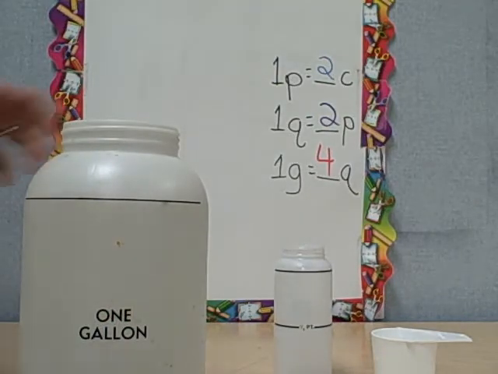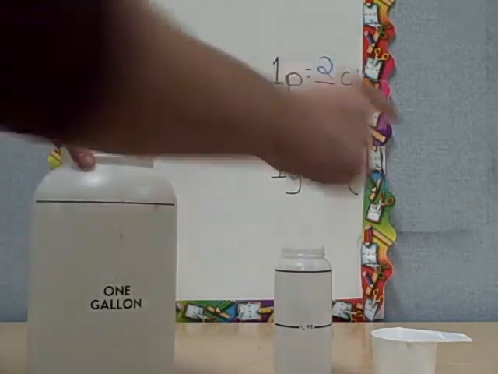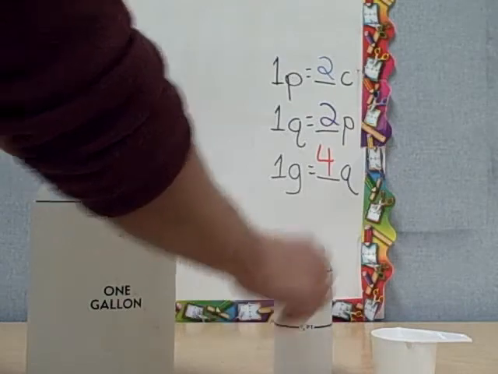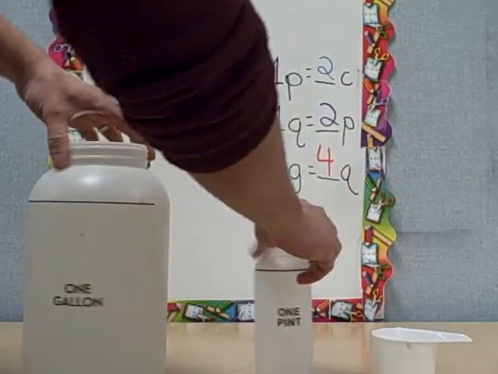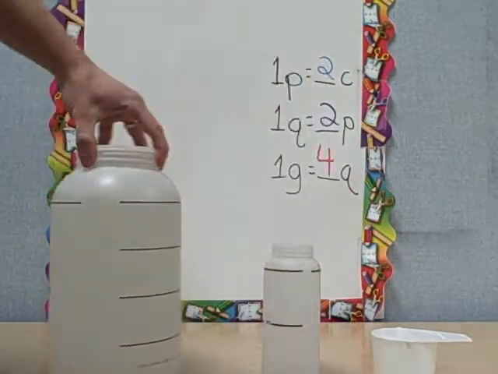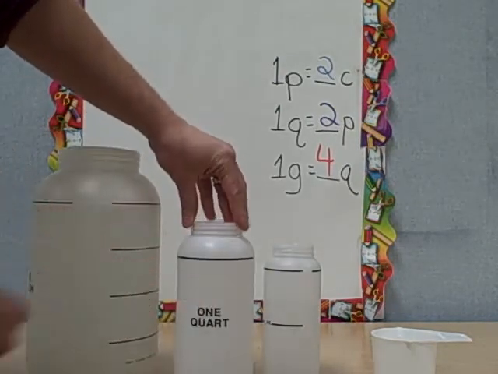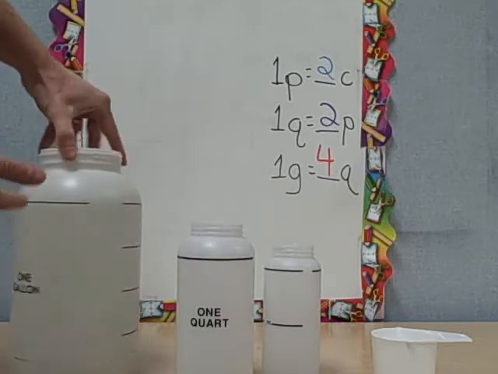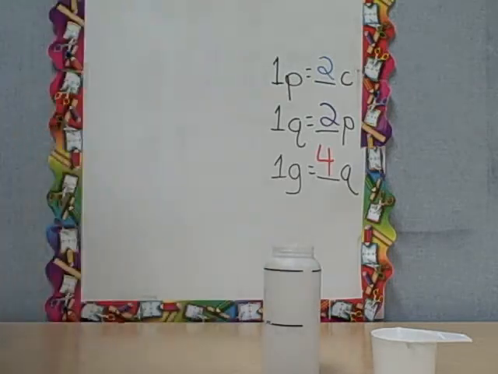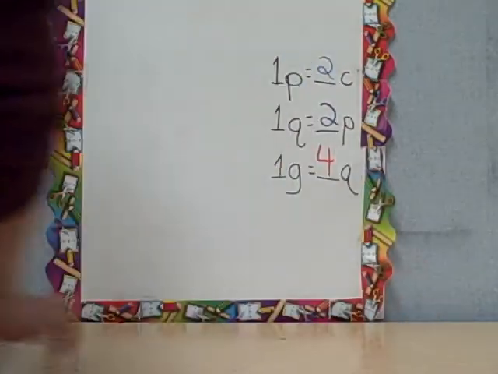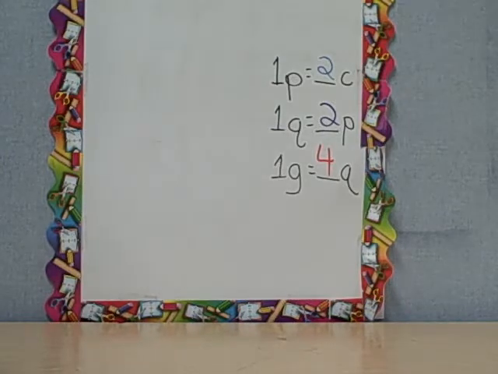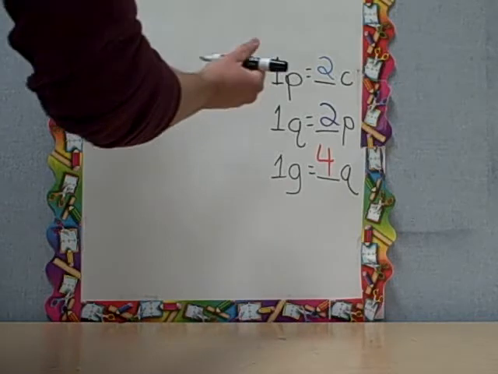So now that I know all of this, 2 cups fill 1 pint. 2 pints fill 1 quart. 4 quarts fill 1 gallon. I'm going to move these aside. And I'm going to show you the symbol that a lot of people use. Okay, so here's my 1 gallon here.